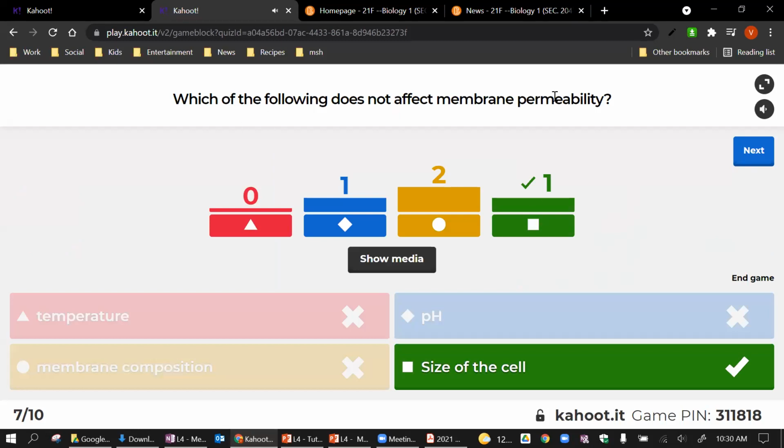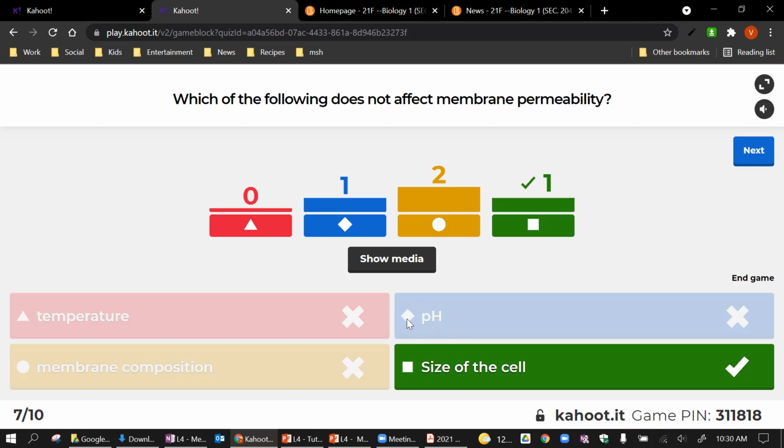Does not affect the membrane permeability. Okay, so we talk about temperature, right? Temperature will affect it because if it's very hot, then the membrane becomes more leaky, right? Because the molecules are further apart. pH is going to affect it because when you change the pH, we talk about how pH can affect the shape of the protein, right? That was like lecture number 2, right?